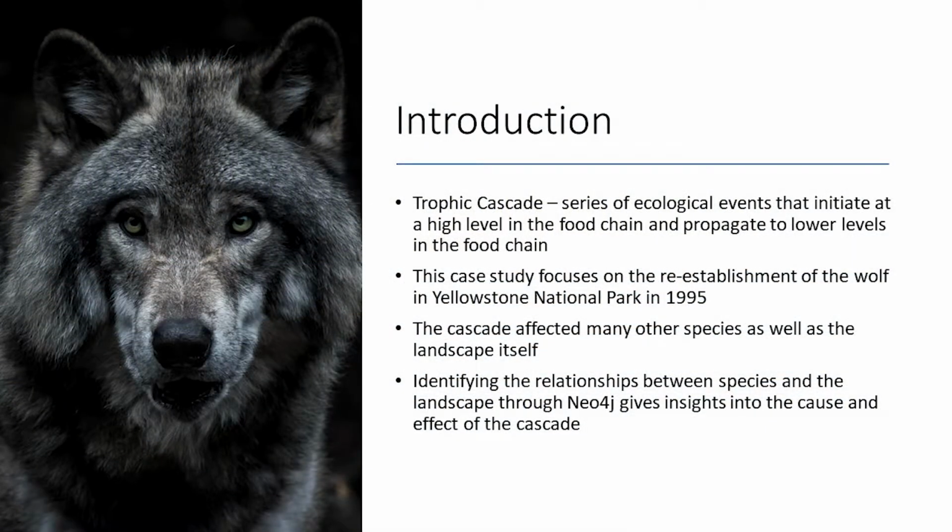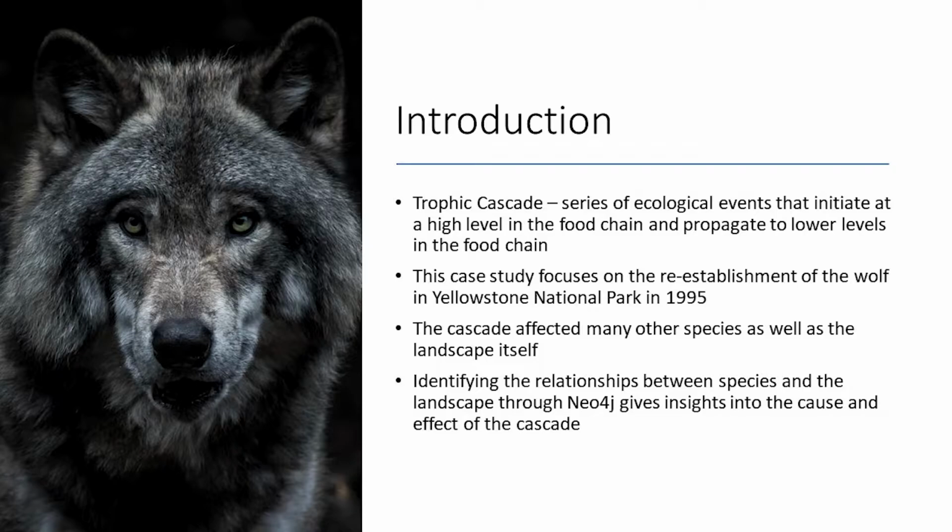So what is a Trophic Cascade? It's a series of ecological events that initiate at a high level in the food chain and propagate down to lower levels in the food chain. For this case study, we're going to focus on the reestablishment of the wolf in Yellowstone National Park back in 1995. This cascade affected many other species and, surprisingly, the landscape itself.